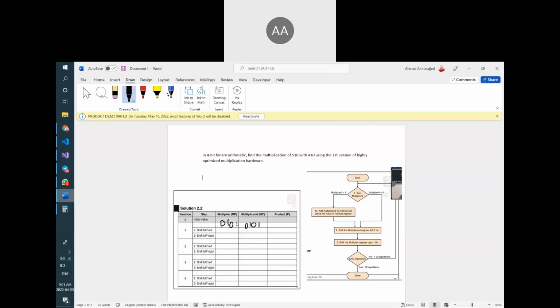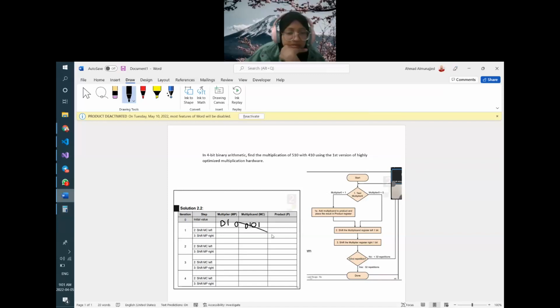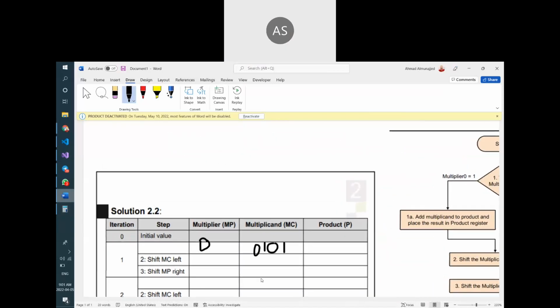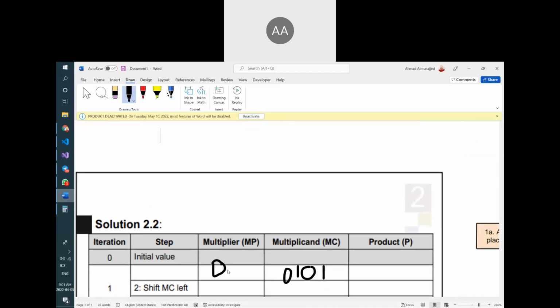I think it's also better if you zoom in. Like if you zoom in Word, then try to write. Yeah, I think so, because it's getting very hard now. Okay, where are we now? We are now writing the initial value.